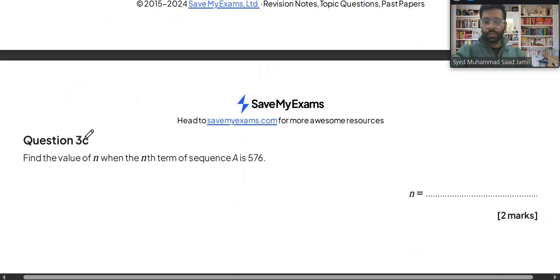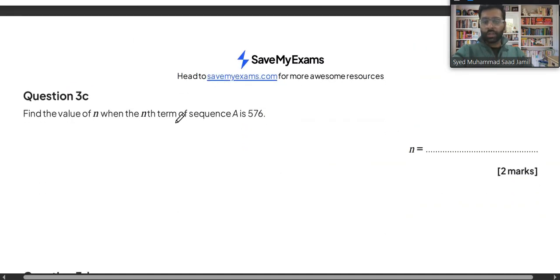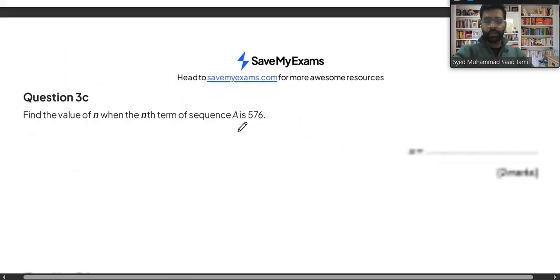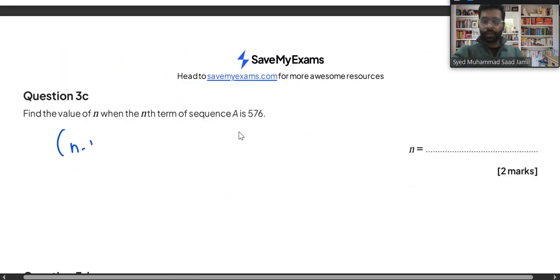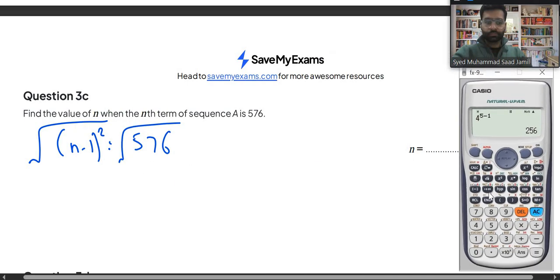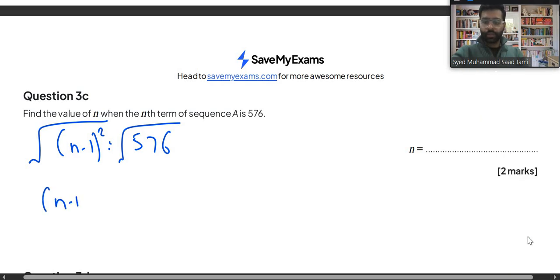Alright. Now it says find the value of n when the nth term of the sequence is 576. Look, we already know the equation. It's n minus 1 whole squared, right? So I will do n minus 1 whole squared equals 576. I will square root both of the sides. It's 24. So n minus 1 is equal to 24. n is equal to 24 plus 1. n is equal to 25. So it's the 25th term.